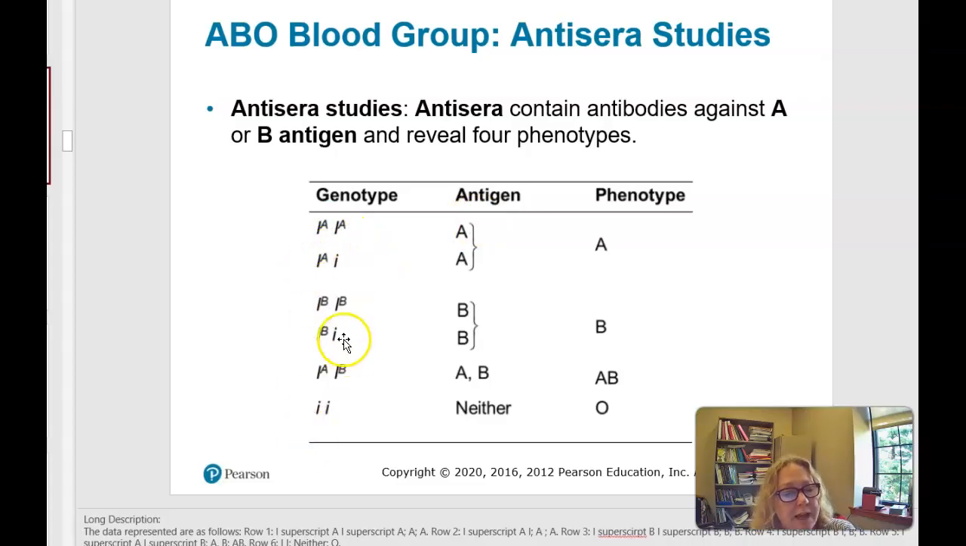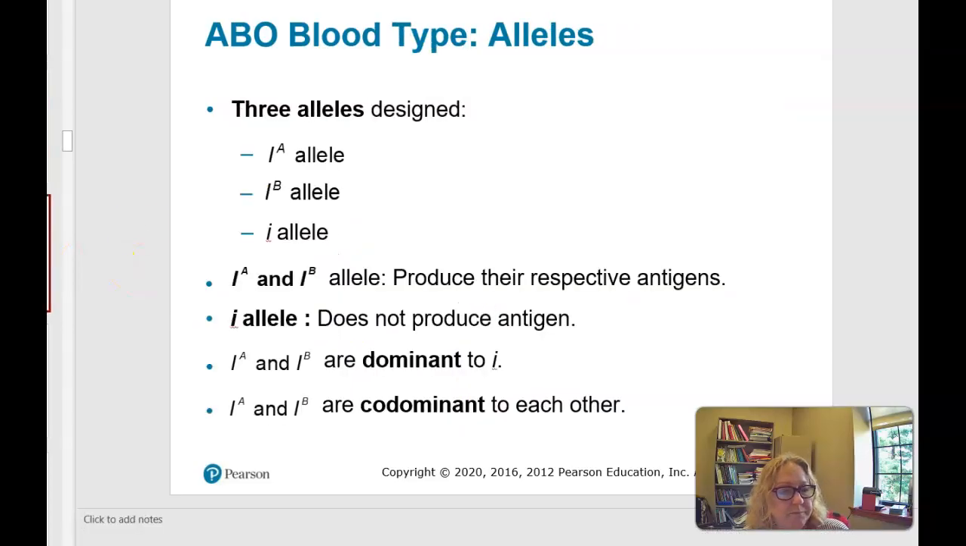Some people do them with I's. I just do them with O's. You can do it either way as long as you keep it straight. And this is again the antigen phenotypes, the 3 alleles, the A, the B, the O. A and B alleles produce their respective antigens. The I or the O allele does not produce an antigen. A and B are codominant. A and B are dominant to I or O, and A and B are codominant to each other.